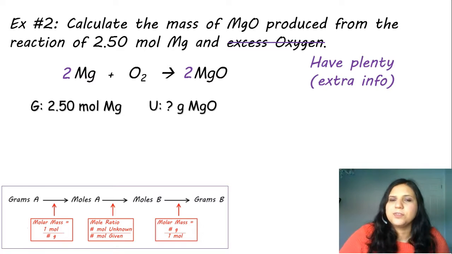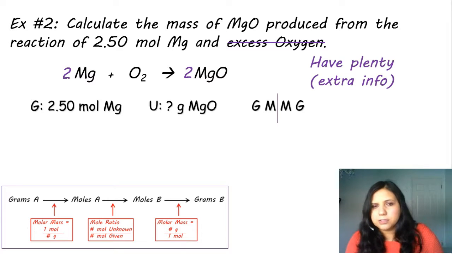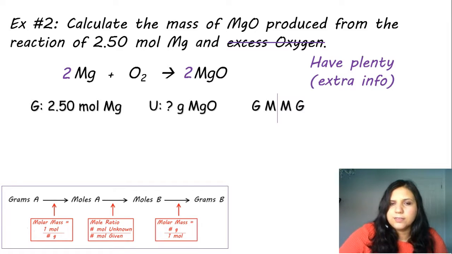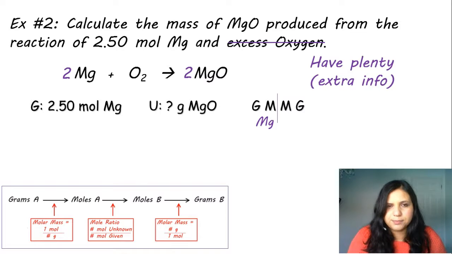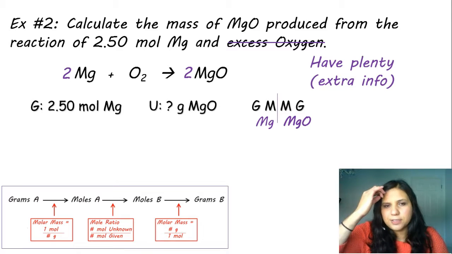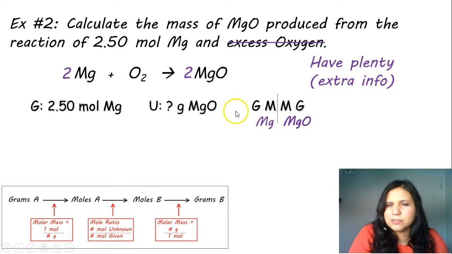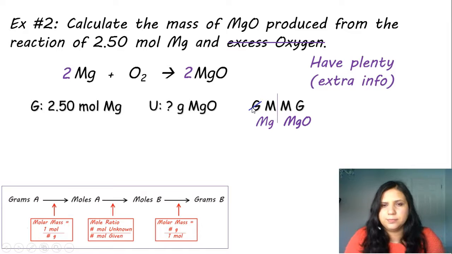Okay. So then we've got our steps, GMMG. All right, so remember that half of this belongs to the given, half of it belongs to the unknown. So on the given side, we have magnesium. On the unknown side, we have magnesium oxide. All right, so let's see, how many steps will that require? Well, I'm going from moles to grams. So I'm going from mole to gram. So I'm going to get rid of this gram because I'm starting with mole.